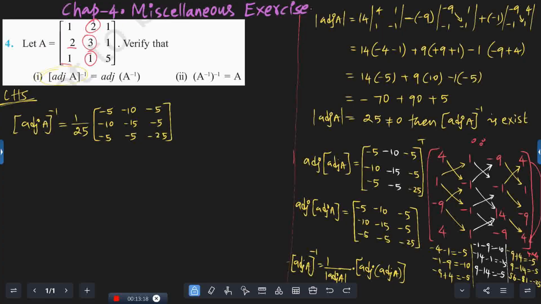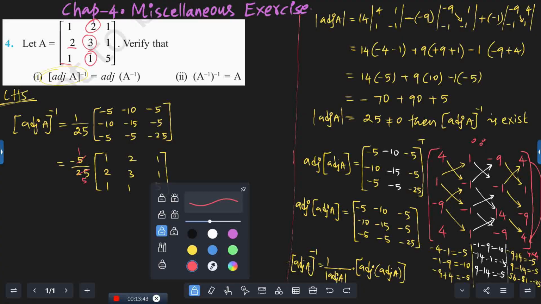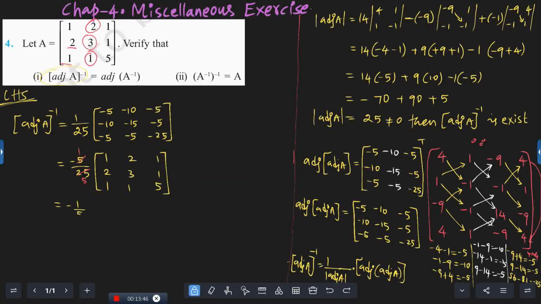So 25 if you take inside, or else minus 5 you bring outside, better. Minus 5 if you bring outside, now what is your answer? See, children: minus 5 times 1 2 1, in the second row 2 3 1, like that here 1 1 5. Am I right? Now you can cancel: 1 5s are 5, 5 5s are 25. So my answer will be minus 1 by 5 into 1 2 1, 2 3 1, 1 1 5. This is my left hand side answer.